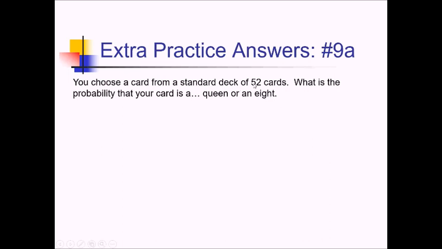Well, queens and 8s are different types of cards. You can't be a queen and an 8 at the same time. So these are disjoint, so we're just going to add the probabilities without having to subtract any overlap.